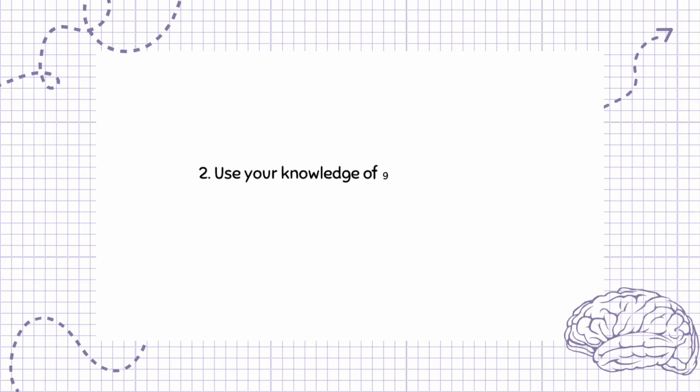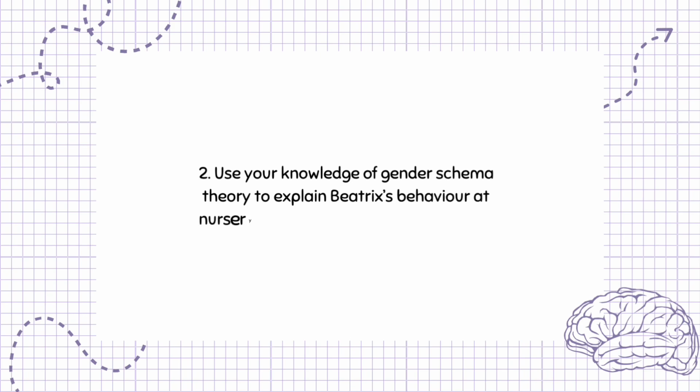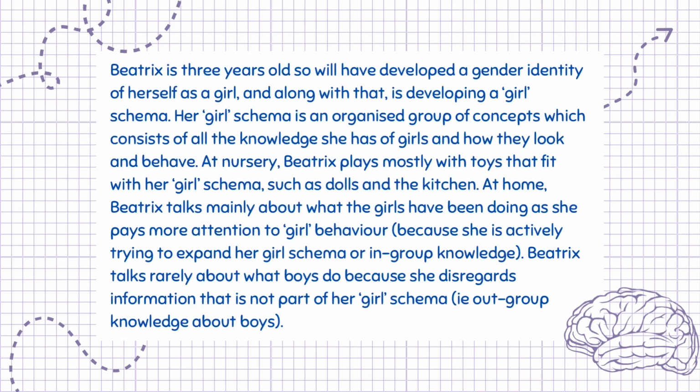Question 2. Use your knowledge of gender schema theory to explain Beatrix's behavior at nursery and at home. 4 marks. Beatrix is 3 years old, so will have developed a gender identity of herself as a girl, and along with that, is developing a girl schema. Her girl schema is an organized group of concepts which consists of all the knowledge she has of girls and how they look and behave.